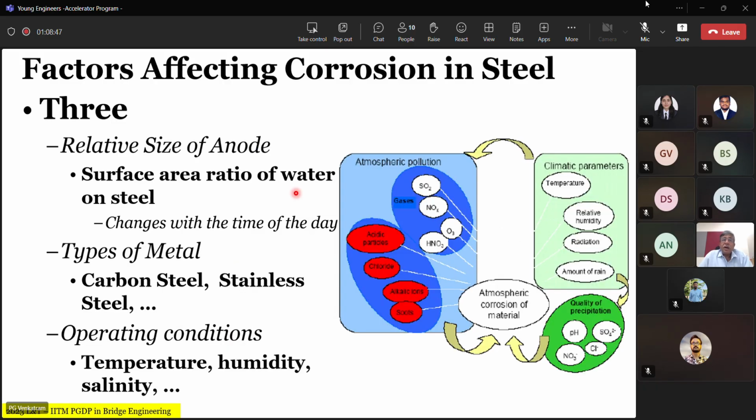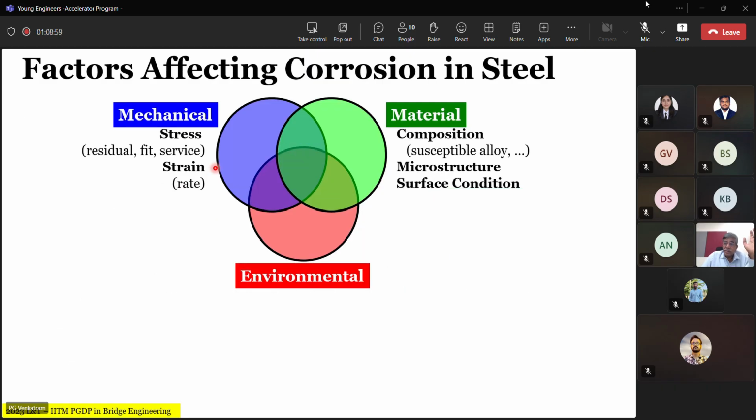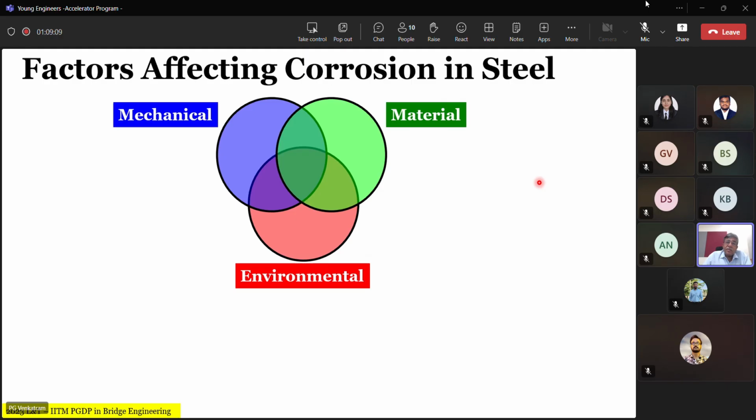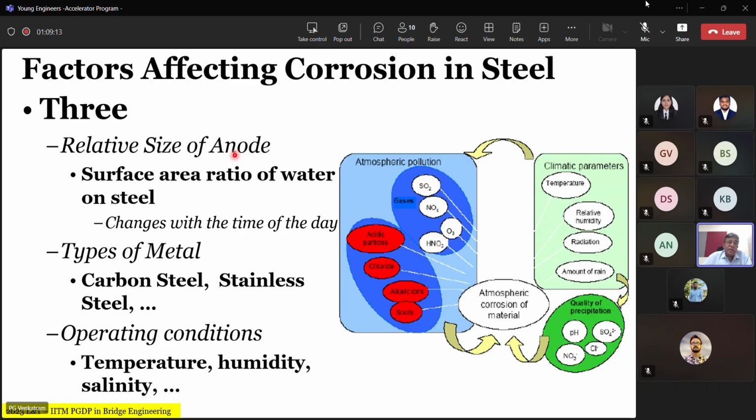Okay. Now, the factors that affect the corrosion, there are three. One is the relative size of the anode. Anode, what you saw was the area. As you go back to this stress, anode is the area where you have no water, and cathode where you have the moisture present. So you have the surface area ratio of the water and steel. That is one important, and it changes with the time of the day.